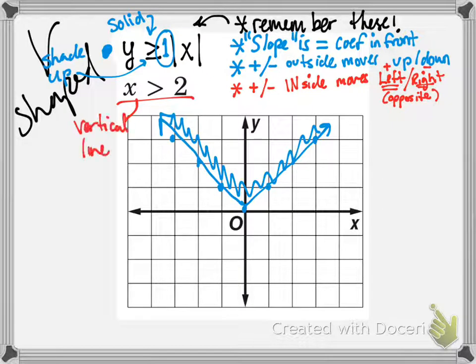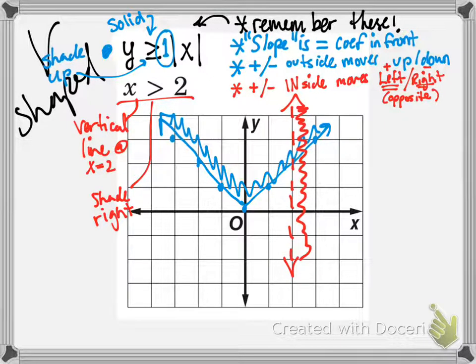And then this is another little weird one. This is actually a vertical line. And if it was a y equals, it would be a horizontal line. So the vertical line through x equals 2. Dotted because of the inequality. We want x greater than 2, so we shade to the right, and then the overlap is again our solution.